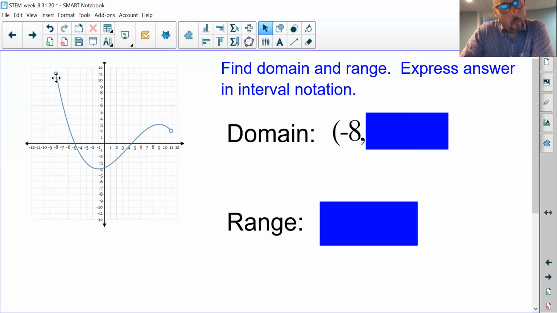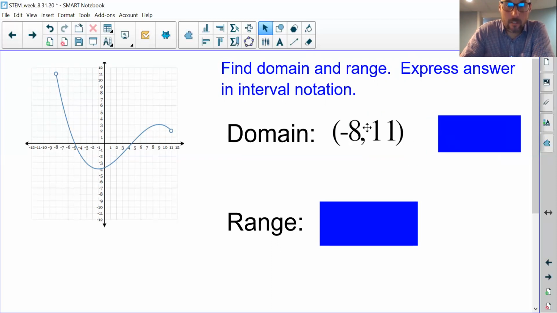And then what other x values are included? Well, -7, -6, -5, 0 as an x value, 1, 2, 3, 4, all the way to 11, but not including 11 because you have another open circle. So this is the interval that expresses the domain of this function. This is not an ordered pair. So new students will think, oh, this is an ordered pair. No, no, no. It's next to the word domain, so it's an interval. Every number between -8 and 11, but excluding those two numbers.